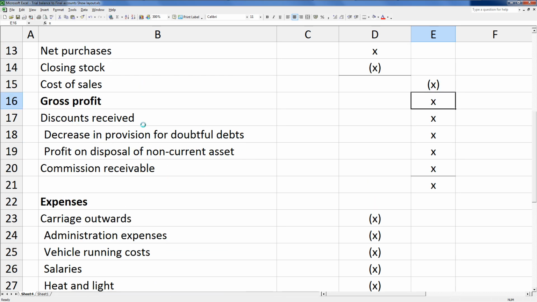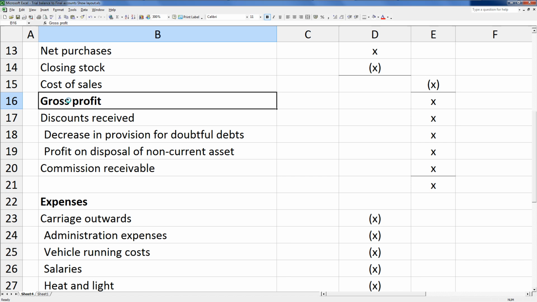Now, if you did a P&L, you have to start with gross profit, but all the income and all the expenditure will go into the P&L. So here's a few examples, and again, look at the layout. It's consistently in the far column now for the other income. So discounts received, again, I'll explain that.